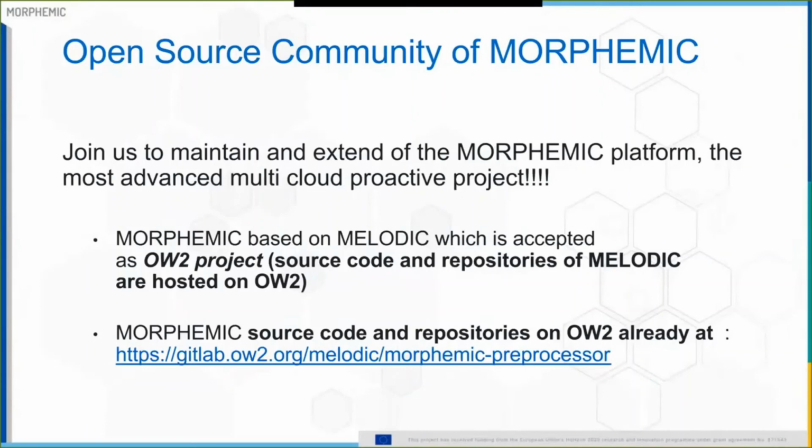We continue with the final slides, and we invite you to join us in the open source community of Morphemic. You can already join us to extend this Morphemic platform, the most advanced multi-cloud proactive project. Of course, Morphemic is based on MELODIC, which is accepted as an OW2 project. You can already find the source code and repository of MELODIC hosted on OW2, and you can also already check the source code and repository for Morphemic on GitLab OW2.